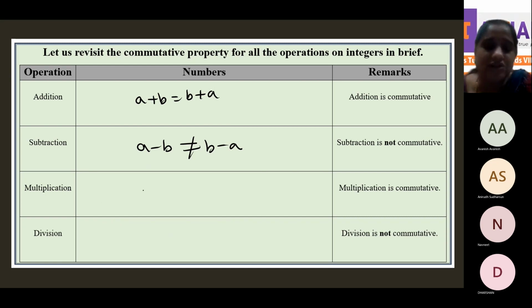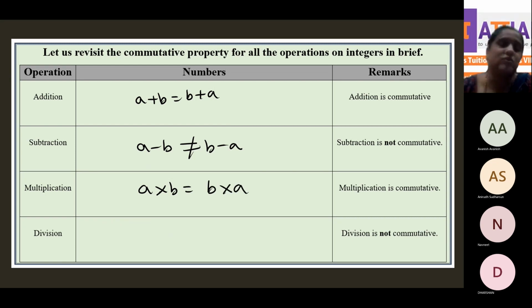If A and B are two integers, A into B is always equal to B into A, which means multiplication is commutative on integers. When you take two integers A and B, A by B is not always equal to B by A, which means division is not commutative on integers.